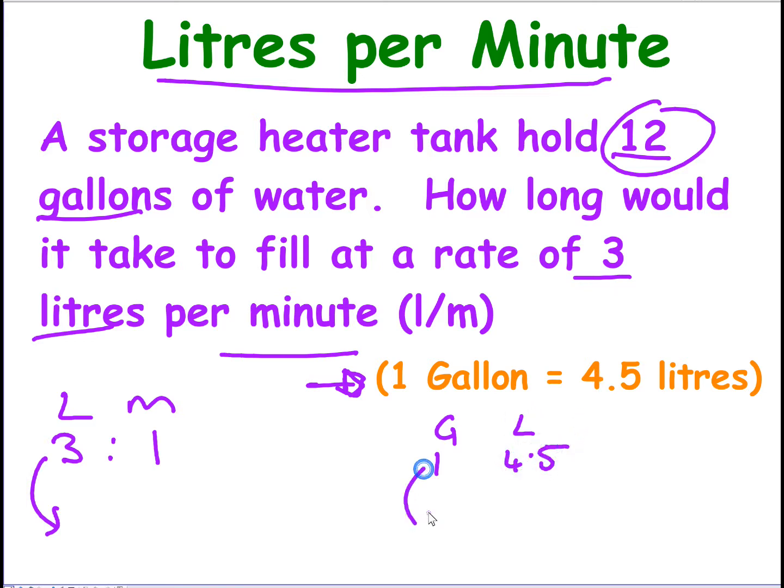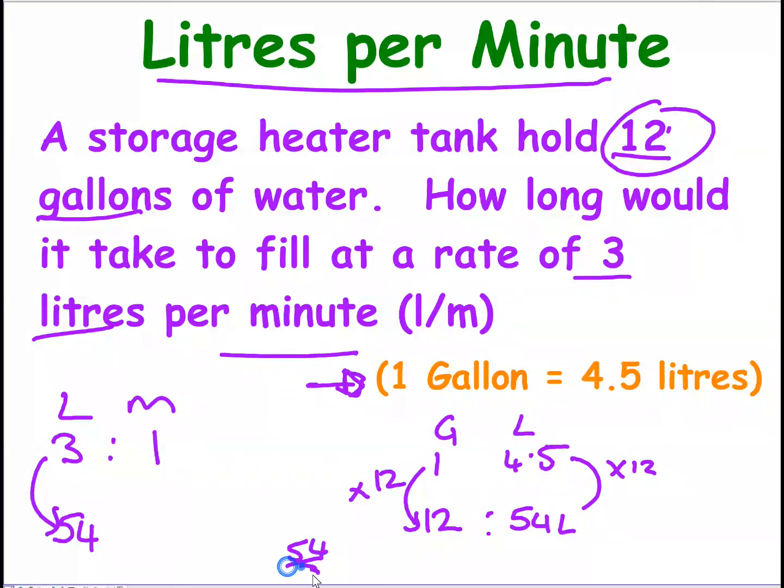I haven't got 1 gallon, I've got 12. So I've multiplied this side by 12. Multiply the other side by 12 and you get 54 litres. So my 12 gallons is actually 54 litres that I can now use on my flow rate, on my compound measure. So how did I get from 3 to 54? Work out your scale. My scale is I've multiplied by 18. So I multiplied this side by 18 and it took 18 minutes to fill the tank.